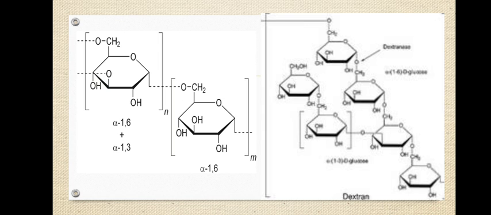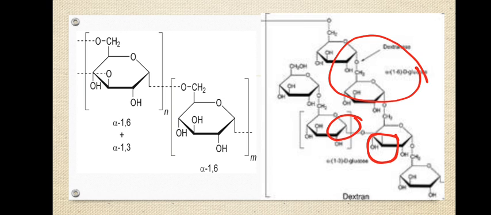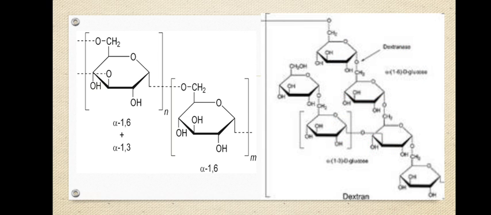Okay, so let me just show it so that you won't get confused. So this is the alpha 1,6 linkage, and here we have 1,3. See, this is carbon 1 and this is the third carbon. So branching is present between these two, so it is called a 1,3 linkage. Okay, this one.